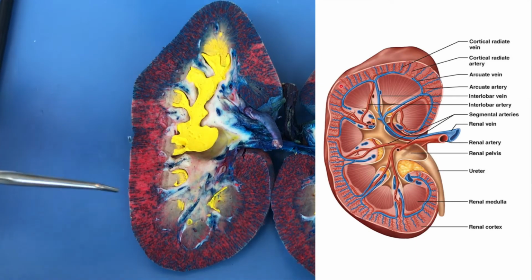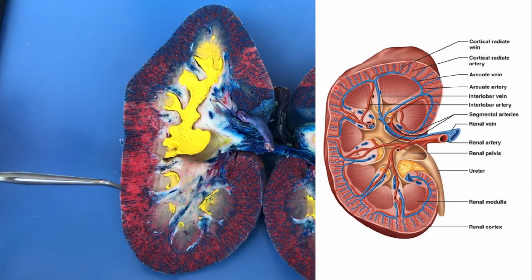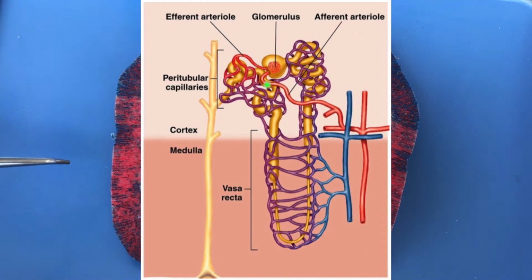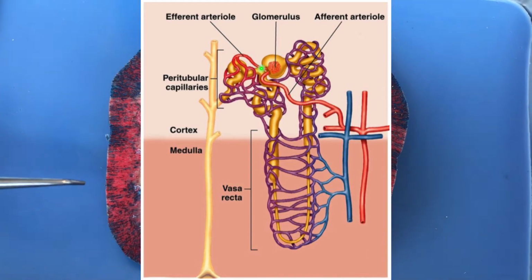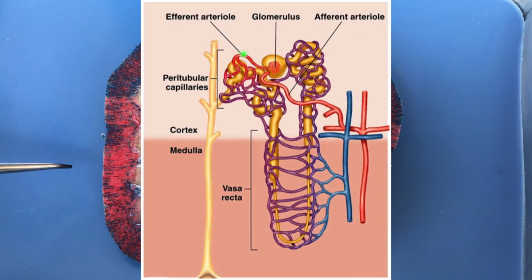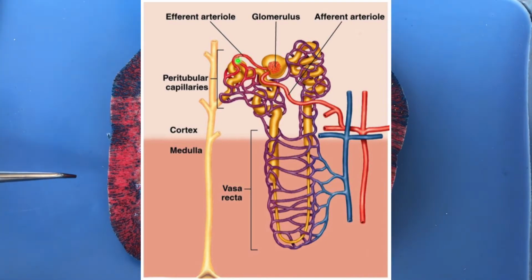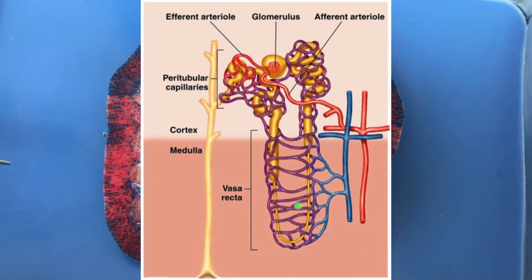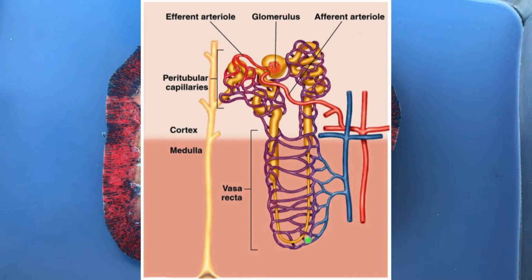The cortical radiate arteries will then transport the blood to the glomerulus via the afferent arteriole. The blood will pass through the glomerulus, then will exit the glomerulus via the efferent arteriole. The blood will then either pass through the peritubular capillaries and or the vasa recta, depending on if you have cortical nephrons or juxtamedullary nephrons.